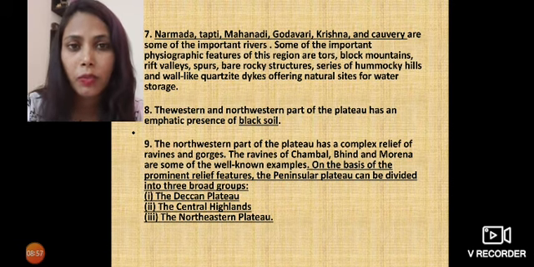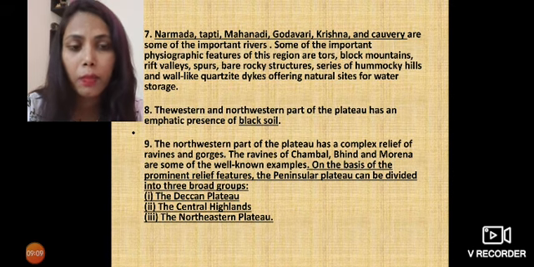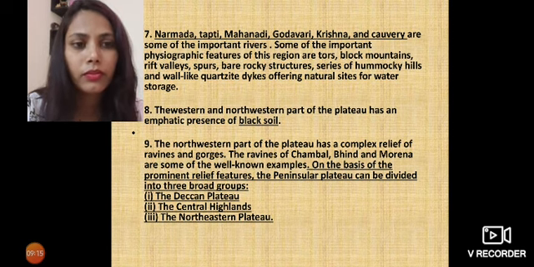The northwestern part of the plateau has a complex relief of ravines and gorges. Northwestern part of the plateau means the Rajasthan, MP, UP border. Where there is the Rajasthan, MP, UP border, the Chambal river is flowing. Because of the Chambal river, there are ravines. These are a peculiar or different landform there. So that is also part of the Peninsular Plateau.